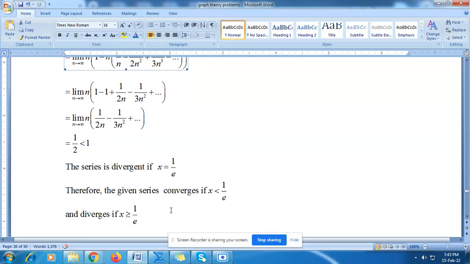Therefore, the given series converges if x less than 1/e and diverges if x greater than or equal to 1/e. Because it diverges if x greater than 1/e, and x equal to 1/e also diverges. So we write that the given series converges if x less than 1/e and diverges if x greater than or equal to 1/e.